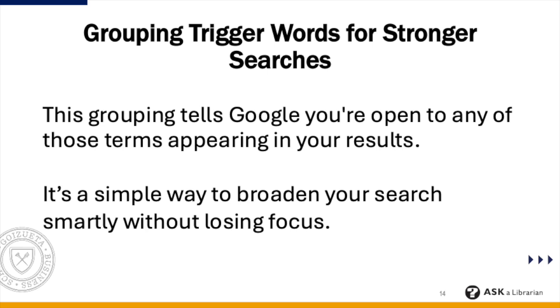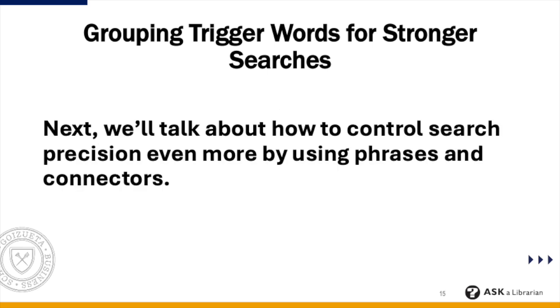In closing, trigger words help fine-tune your search and pull up exactly the kind of content decision makers need. Next, we'll talk about how to control search precision even more by using phrases and connectors.